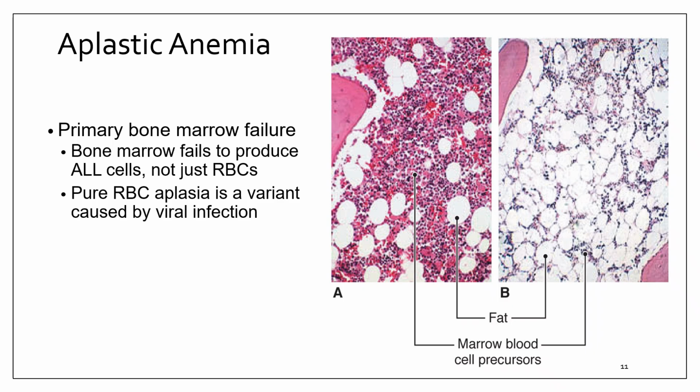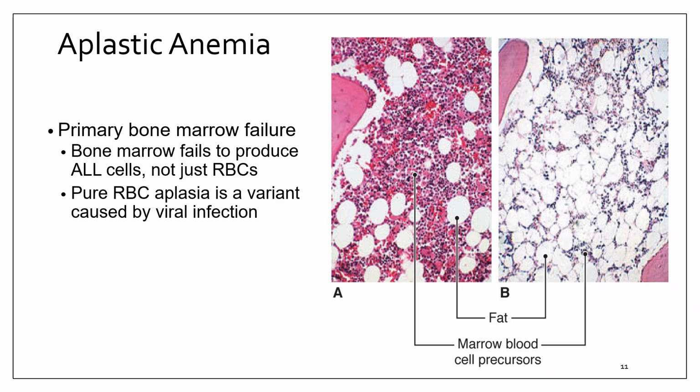Take a look at the images on this slide. Image A, which is normal marrow. So you have dense cellularity, abundant hematopoietic precursors, a balanced fat to cell ratio. That is what healthy adult marrow should look like.